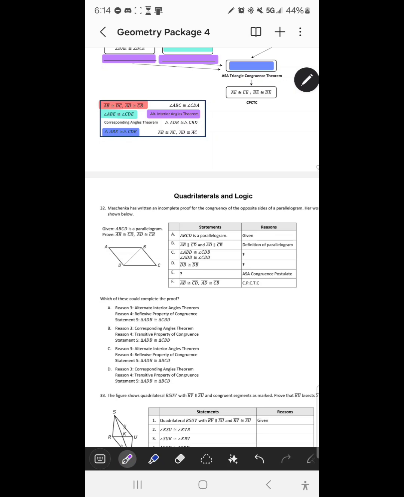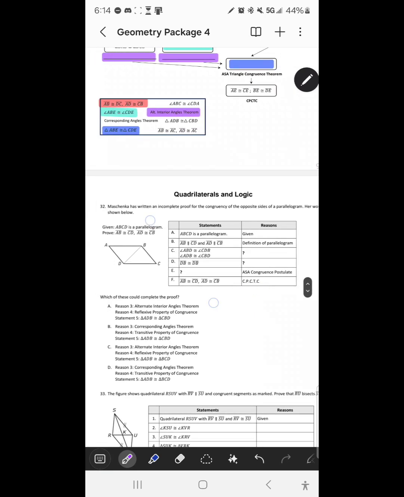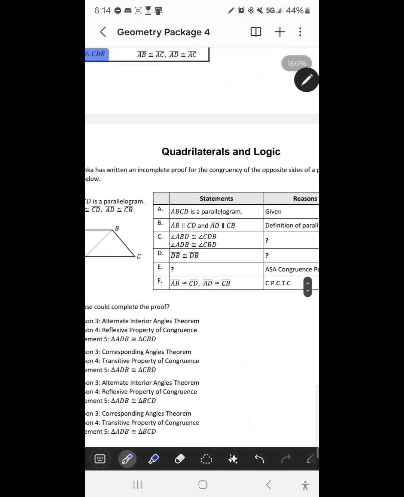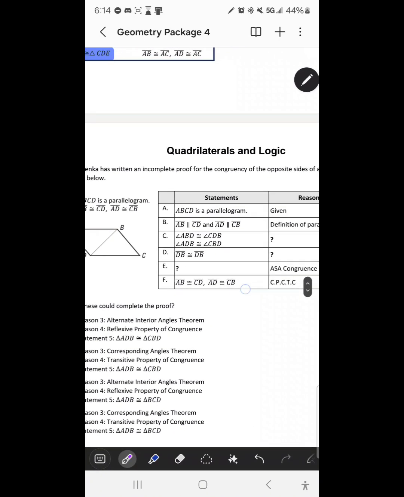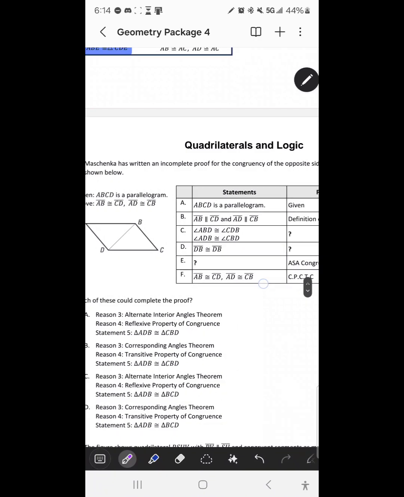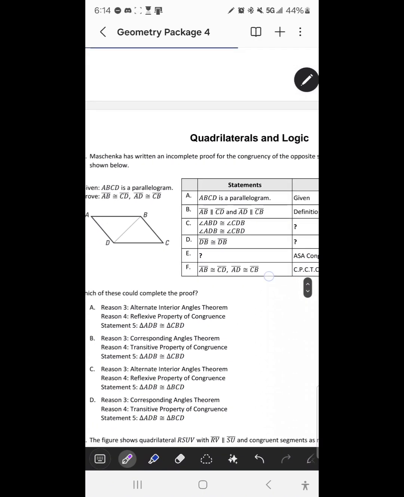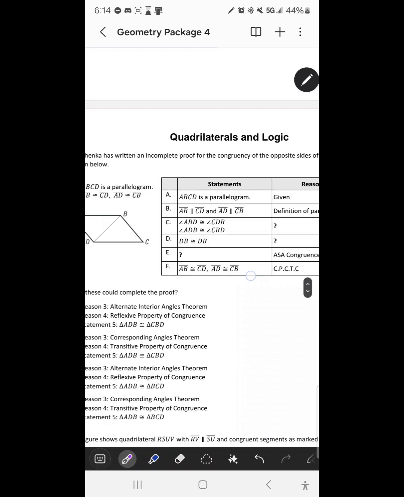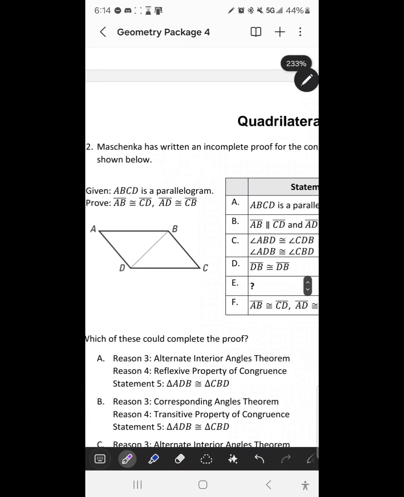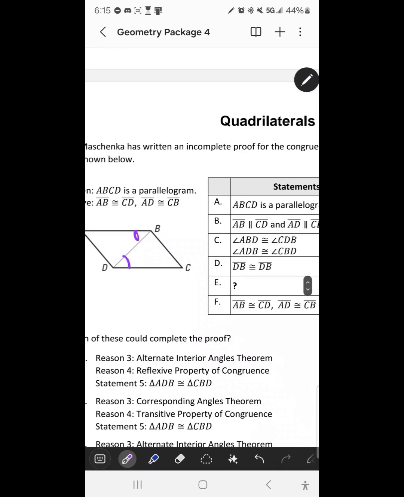32. Mashenka has written an incomplete proof of the congruence of opposite sides of a parallelogram. Her work is shown below. So the parallelogram ABCD is given, and we know that AB is parallel to CD and AD is parallel to CB by definition of parallelogram. And now why ABD is congruent to CDB, and ADB is congruent to CBD.